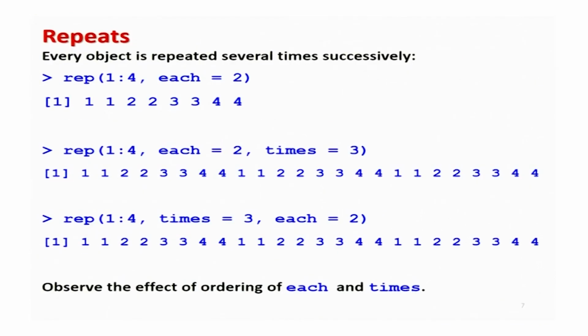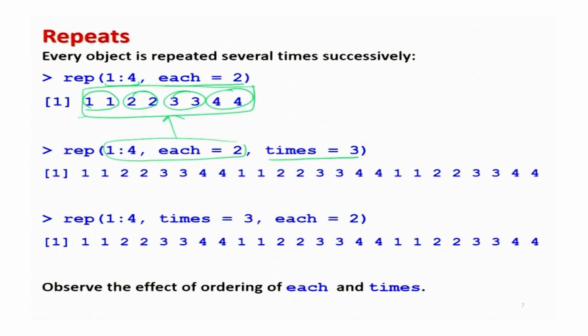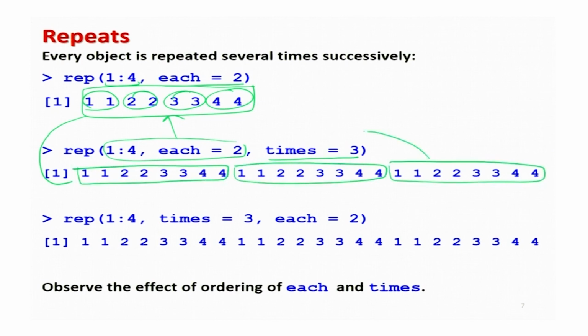Now I show you the outcome when you use each and times together. I take a sequence 1, 2, 3, 4 and I say each equal to 2. This means every value 1, 2, 3 and 4 is going to be repeated 2 times. Now in this case I add the option times equal to 3. So what will happen now? You can see the each is executed first and the outcome is given like this. And the same thing is repeated again, 1, 2, 3, 4, and this is repeated 3 times.